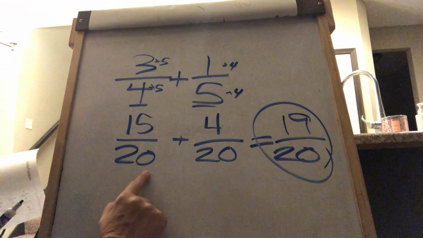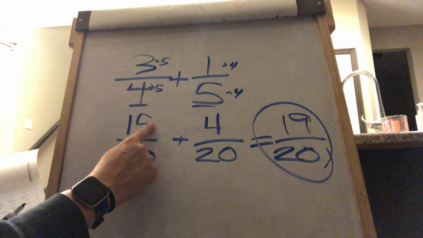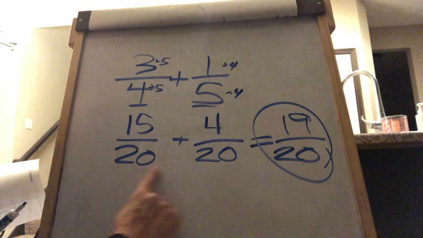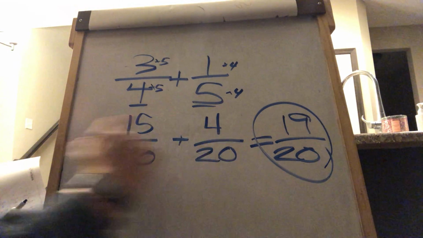So we are completely done with that problem, that 19 over 20. So we find our common denominator. We have to change our numerator as well. We're going to keep the bottom the same and then add across the top.